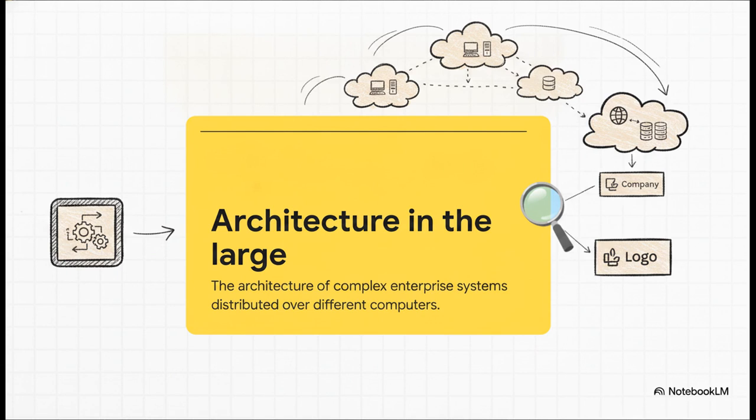Now, contrast that with the second level, architecture in the large. This is concerned with massive, highly complex enterprise systems. We're talking about systems of systems that are distributed over different computers. These might even be owned and managed by completely different companies, scattered all across the globe. So just to recap our first major topic, in the small is all about a single program's internal structure, while in the large is about vast distributed enterprise systems.